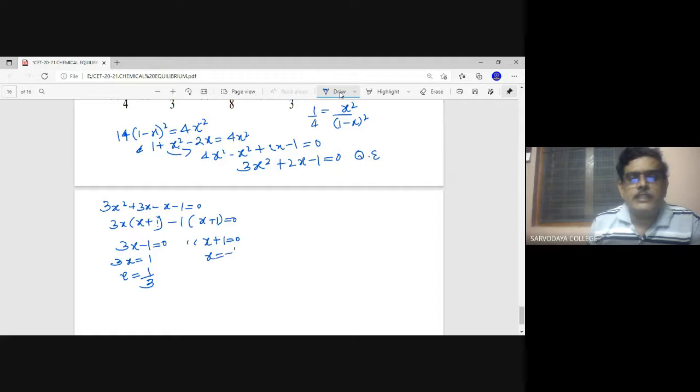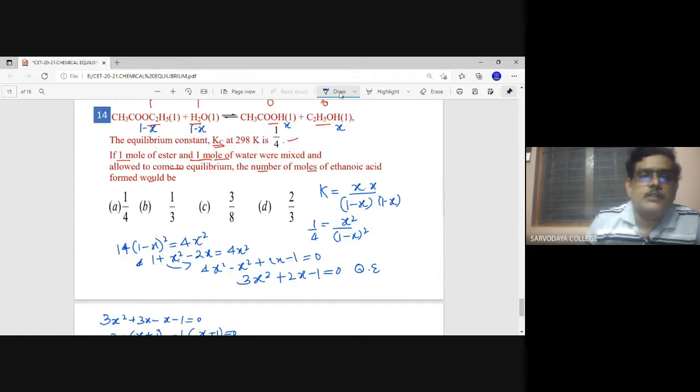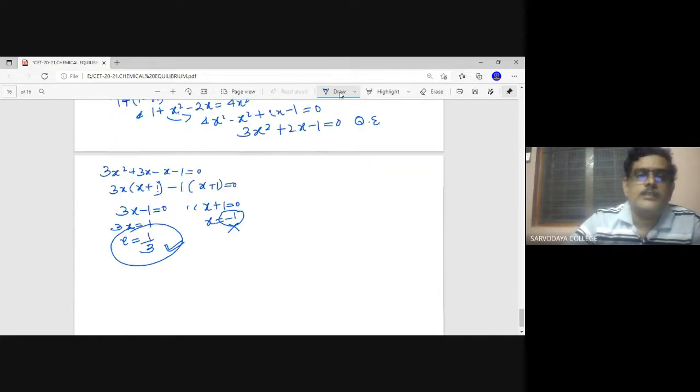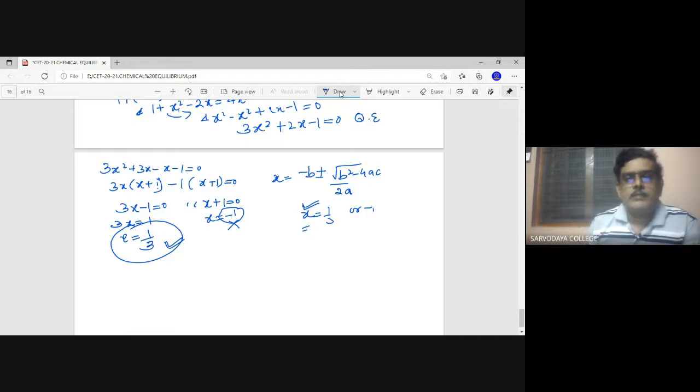The other solution is x equal to minus 1, a negative value, so we neglect it since it is the extent of the reaction. Therefore, the extent of the reaction should be 1 over 3. So we choose 1 by 3, and therefore B will be the answer. See, B is the answer for this question. Or you may apply the quadratic equation formula: x is equal to minus b plus or minus square root of b square minus 4ac, divided by 2a. Again, you will get two answers. So x will be 1 over 3 or x will be minus 1. We have to choose the positive answer. The extent of the reaction will be 1 over 3.